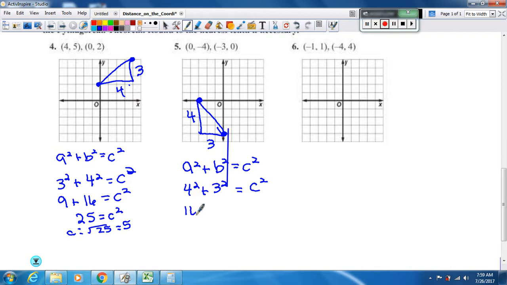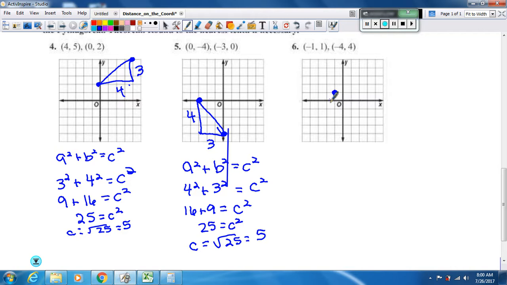4 times 4 is 16. 3 times 3 is 9. It actually is the same problem as the last one. 25 equals c squared. The numbers are reversed. The triangle's in a different form, but it's the same size triangle. It's in a different location in the graph. Square root of 25 is 5.